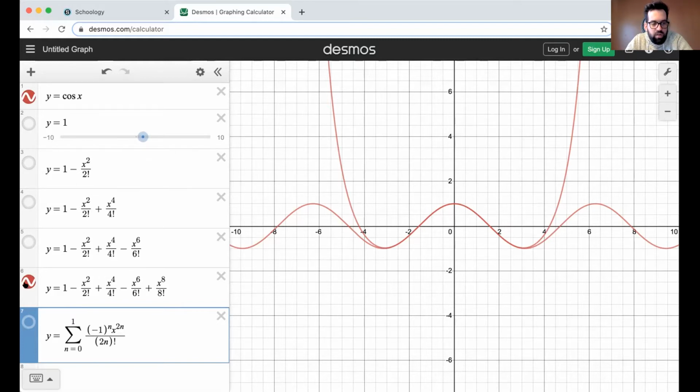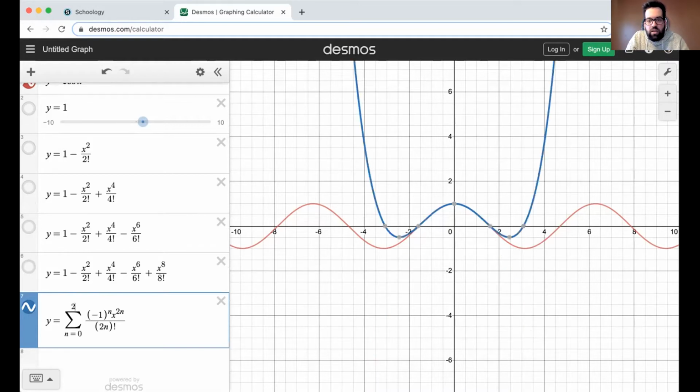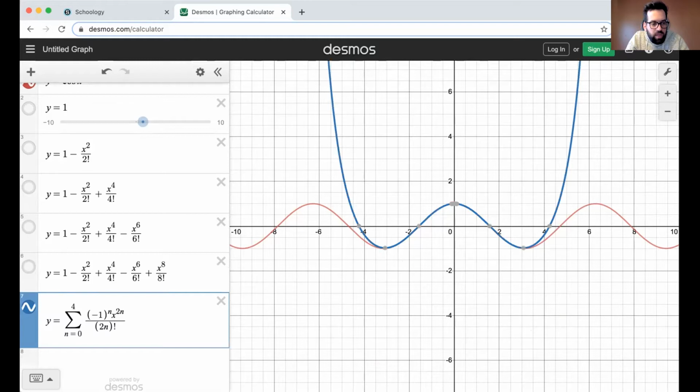And so what I'm going to be able to do here is show you, without actually typing all of the terms out, what happens when I change the upper bound of this summation. So right now, it's only doing terms for when n equals 0 and n equals 1. So that's representing 1 minus x squared over 2 factorial, because that's the first 2 terms. So I can change the upper bound, and really quickly, the graph is going to show us what happens when we include more and more terms. So there's the third, there's the fourth. I think that's as far as we got with the earlier examples.